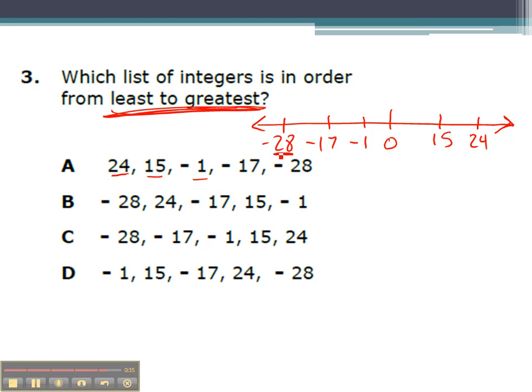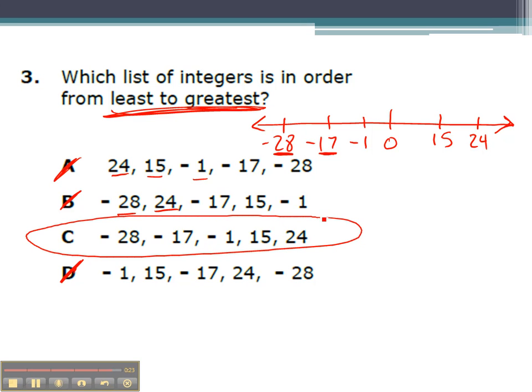So our list should start with -28, so that rules out A and D, and then -17, and that rules out B. We have -28, +24 here. We want -28, then -17, then -1, just like our number line model, and then 15, and then 24.